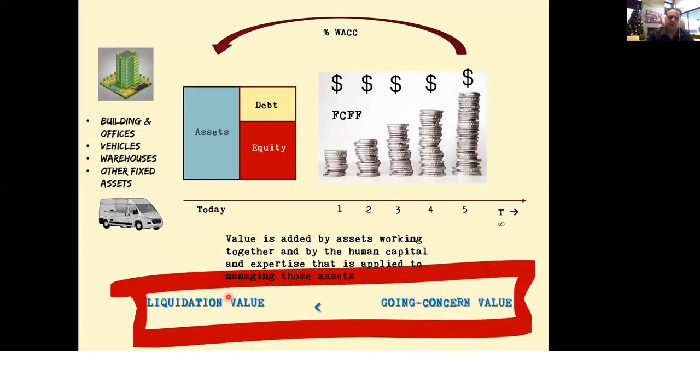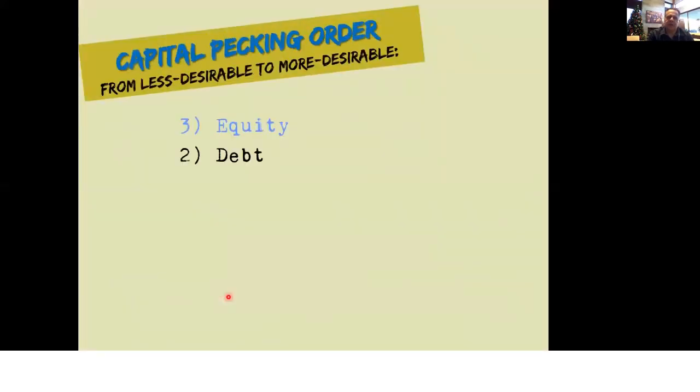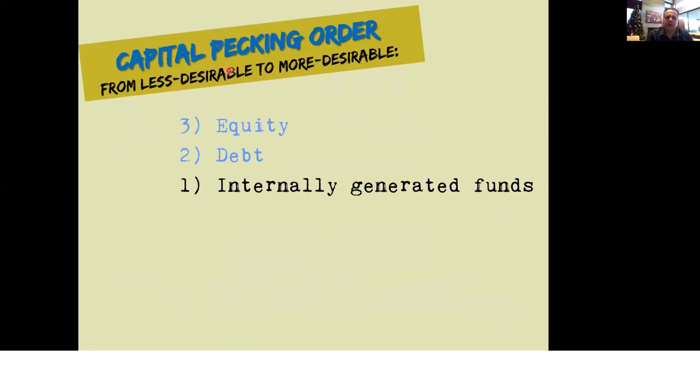Now, to be able to do that, you will have different sources of capital as you take on new positive net present value projects. It has been shown in the literature, both theoretical and empirical, that there is a capital pecking order. That means companies usually go from the least to the most desirable source of capital in this way, the least desirable being issuing equity, then issuing debt, and the number one or preferred source of funds is usually your internally generated funds.